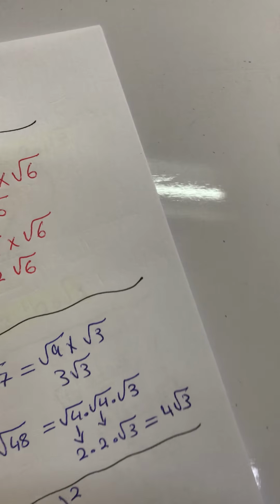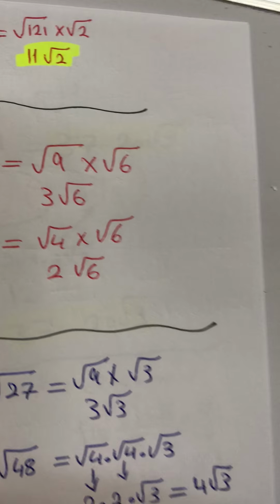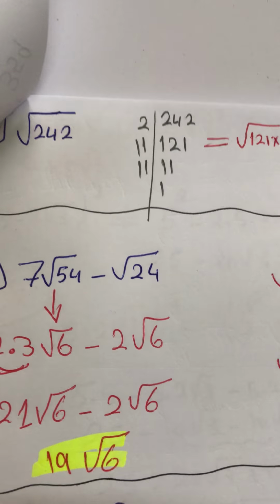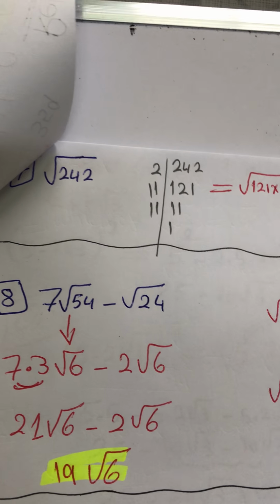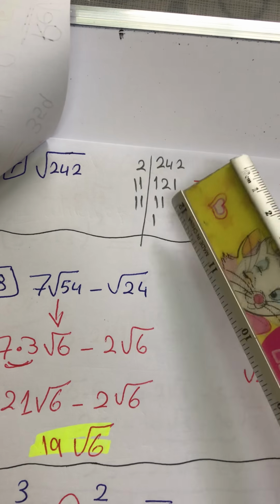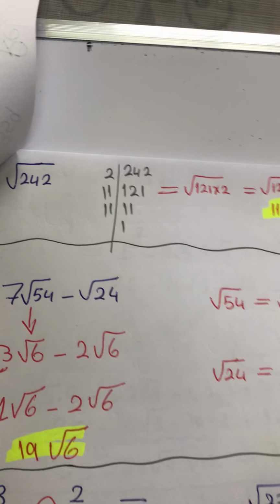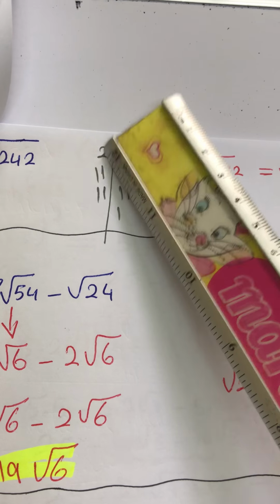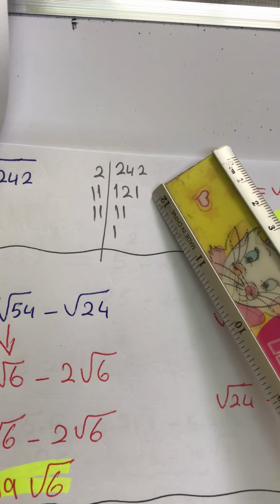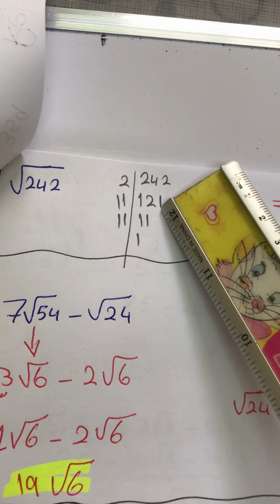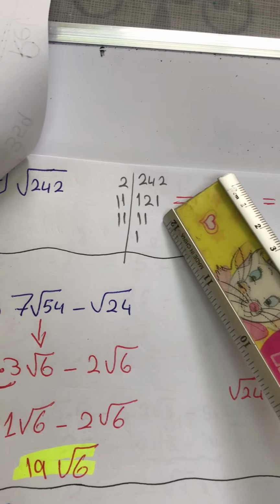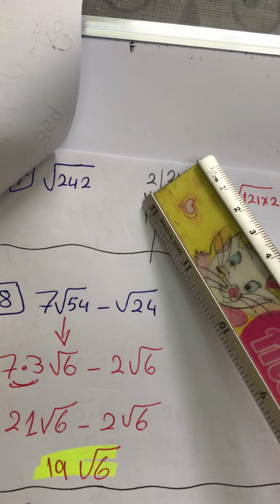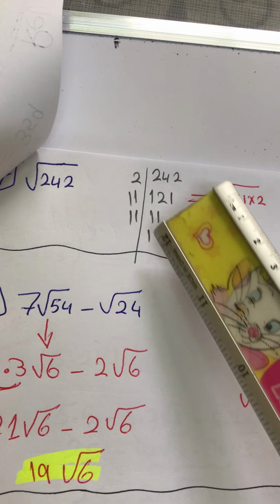Another problem here, number 7. It says square root of 242. I'll make factorizing for this number. As you see, a number ending with 2, so I can divide by 2. Equal 121. I think all of us memorize table 11. 11 times 11 equal 121. So divided by 11 equal 11. Divided by 11 equal 1.